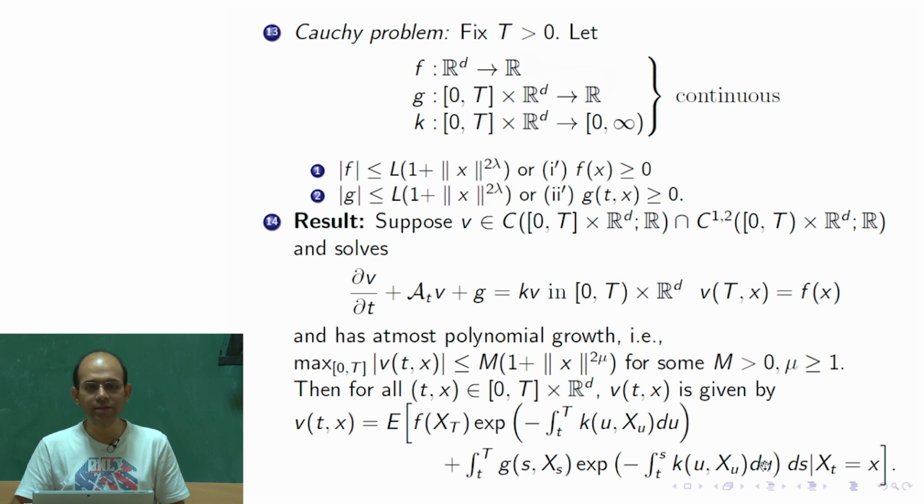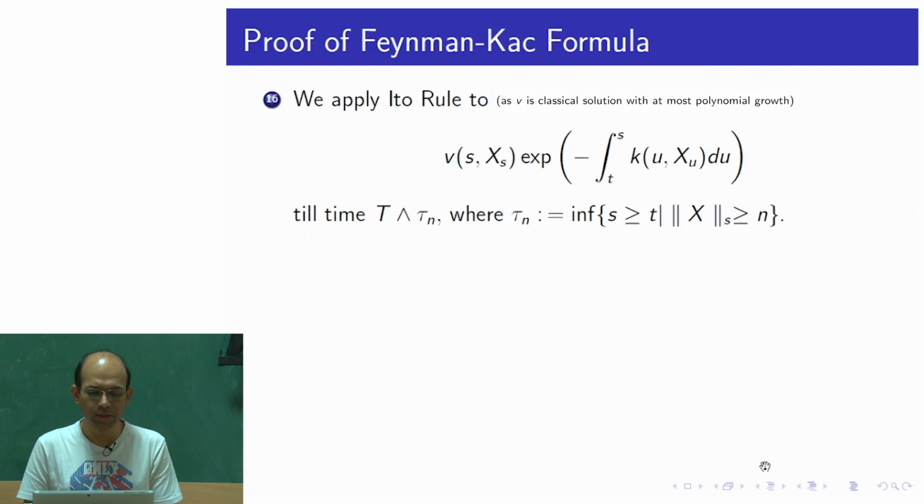And now, as we have mentioned earlier, we are going to use Ito's formula for this. So what function are we going to take for applying Ito's formula? We take this V times e to the power of minus the integral of k from t to s, this thing. We consider this function for applying Ito's formula.